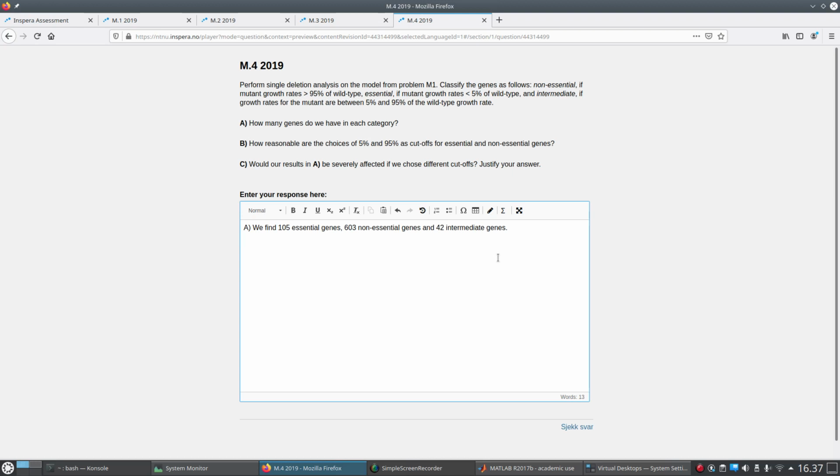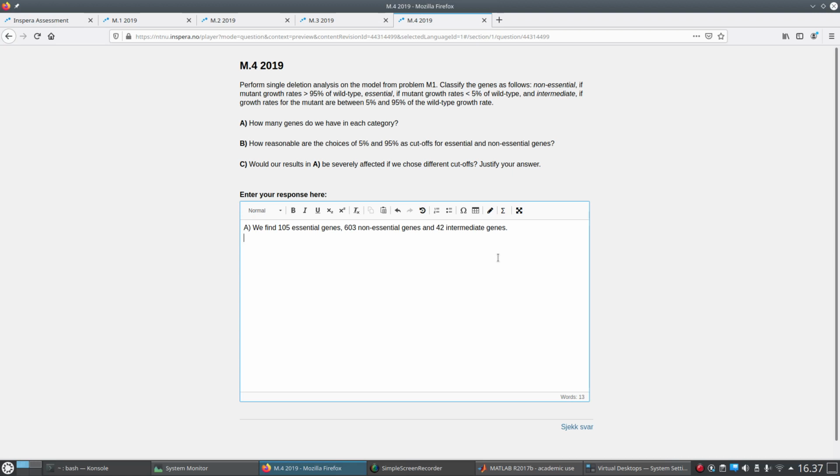So the second question is, how reasonable are the choices of 5% and 95% as cutoffs for non-essential and essential genes? This is one where there's not a clear-cut right and wrong answer. You're not going to be judged on your conclusion. You're going to be judged on your ability to discuss and come to grips with the problem and show that you have an understanding of what these numbers represent.